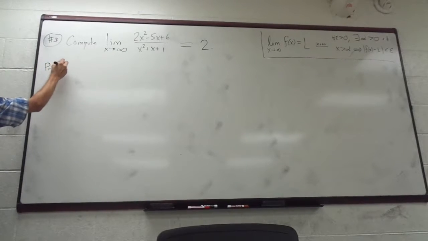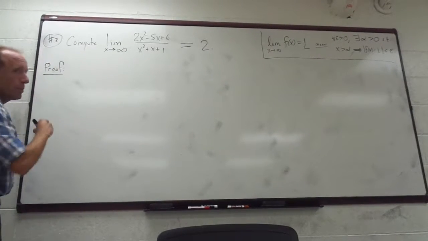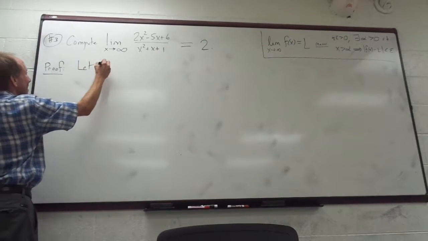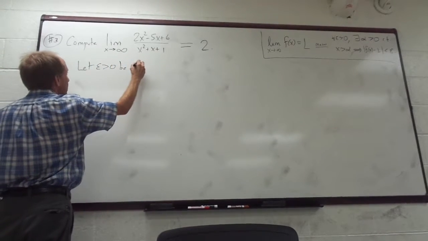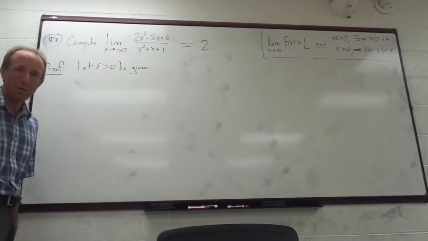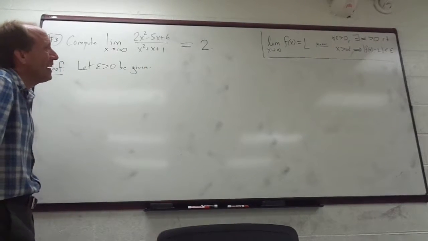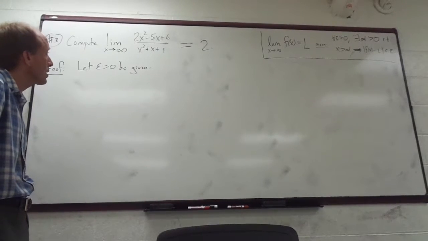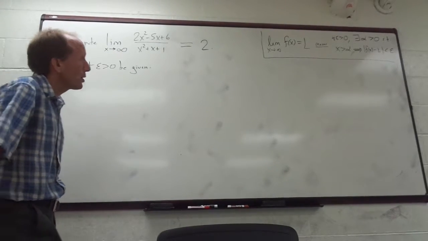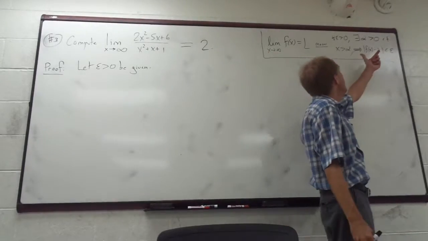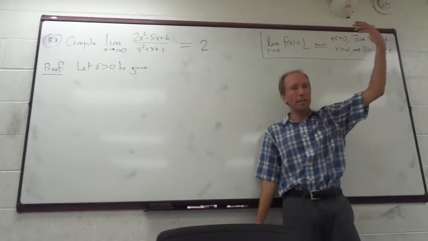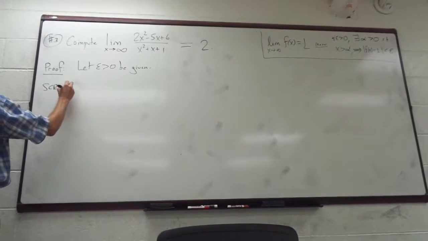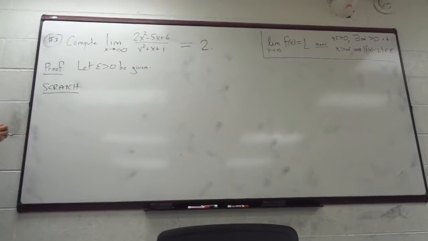Okay, so proof. And what's the first sentence? Let epsilon be greater than 0 given. Good, let epsilon greater than 0 be given. Exactly. Start all of these problems the same way. Okay, and our job is to come up with an alpha such that if x is greater than alpha, the absolute value of f of x minus L is less than epsilon. So let's look at our scratch, another problem where we need to do a little bit of scratch calculation.